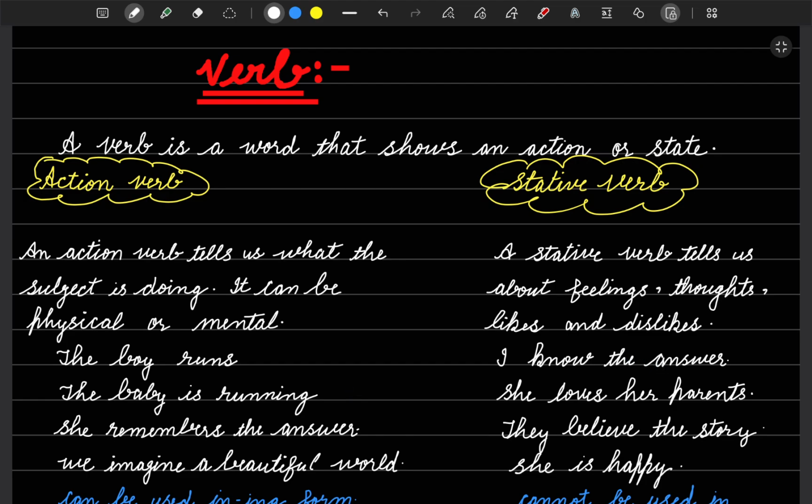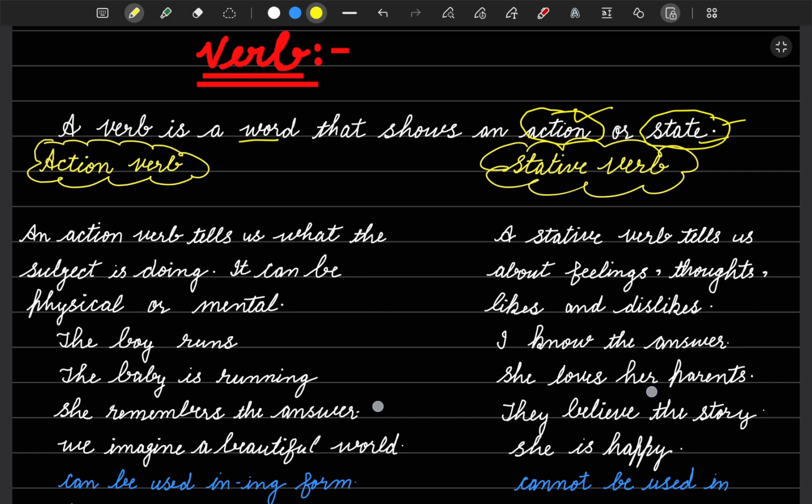First of all, its definition. A verb is a word that shows an action or state. What is a verb? Verb is a word that shows our action or state. A sentence cannot be complete without a verb. So a verb shows our action and our state. There are many types of verbs, but today we will learn about the most important ones.